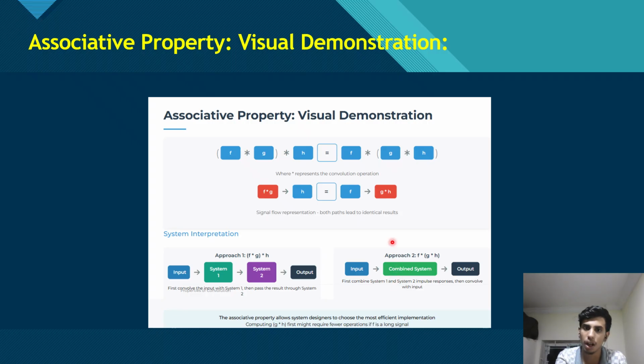When we see approach 2, that means the right hand side of this equation, first we should combine system 1 and system 2. Here the systems are nothing but g and h. First we convolve the system 1 and system 2 impulse responses, and we get a combined impulse response, then we convolve that with the input.